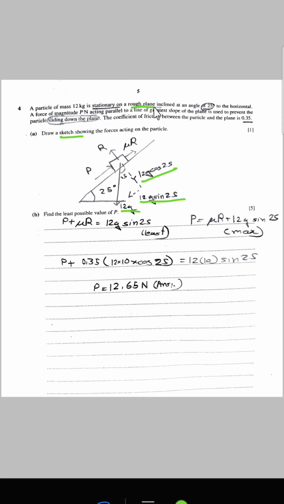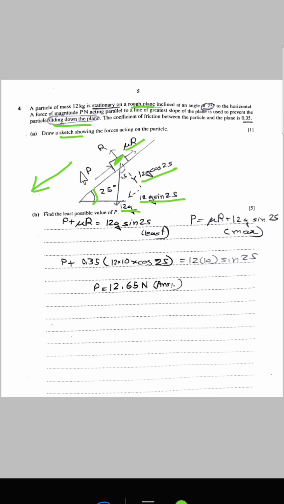The particle is on a rough plane, that is, friction is acting, at an angle of 25 degrees to the horizontal. A force P parallel to the line of greatest slope of the plane is used to prevent the particle from sliding down the plane. So this particle tends to slide down, but due to P, which is acting upwards, it prevents the object from sliding downwards.